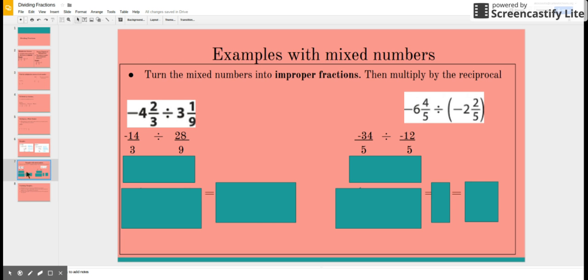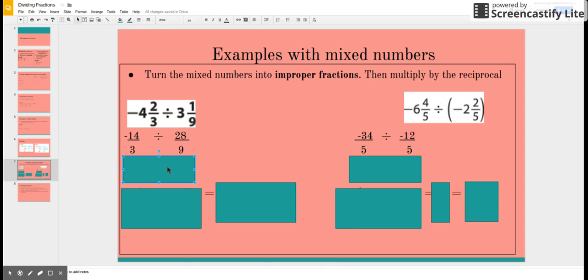Here are some more examples. Here I'm going to turn the mixed numbers into improper fractions, and then I'm going to multiply by the reciprocal. So far we haven't seen any examples with mixed numbers, so that's where this slide comes in. First thing we're going to do, turn these mixed numbers into improper fractions. 3 times 4 is 12, plus 2 you get 14, so negative 14 thirds. 9 times 3 is 27, plus 1 is 28. 28 ninths would be our improper fraction for this.